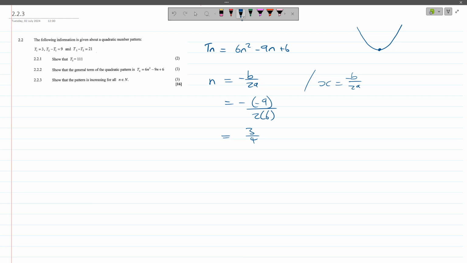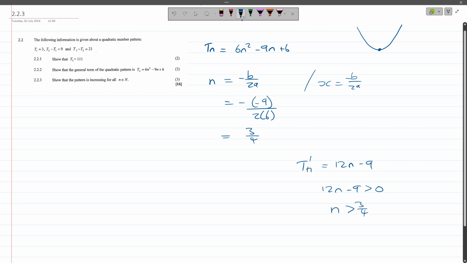Another way you could also find this out is by getting the first derivative of our function. If you get the first derivative, you get 12n minus 9. Then you just want to check when this is positive, or when it's greater than 0. And you also find that this holds when n is greater than 3 over 4. So show that the pattern is increasing for all values of n.